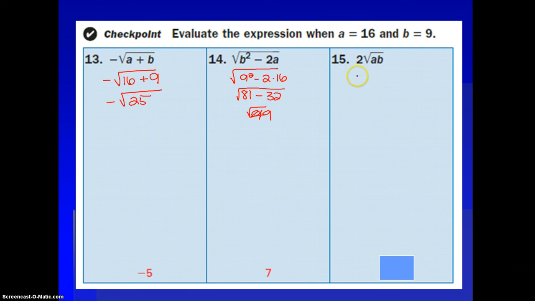Please try 15 by yourself. Substitute in 2 square root 16 times 9. Pause the video, try 15. Once you're done, see Mrs. Shea for the answer.